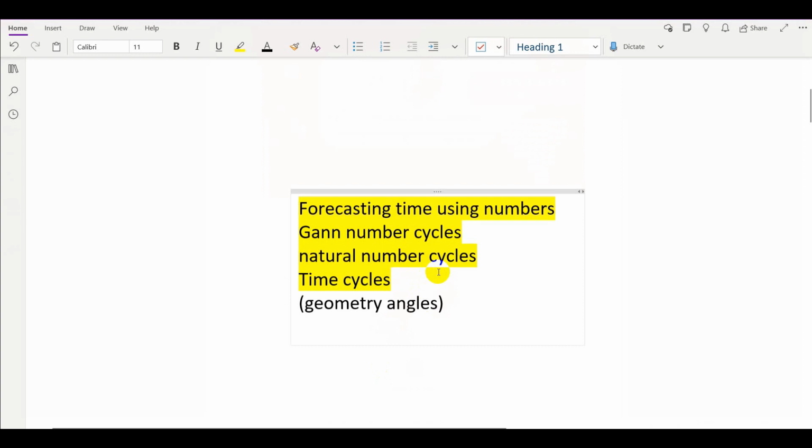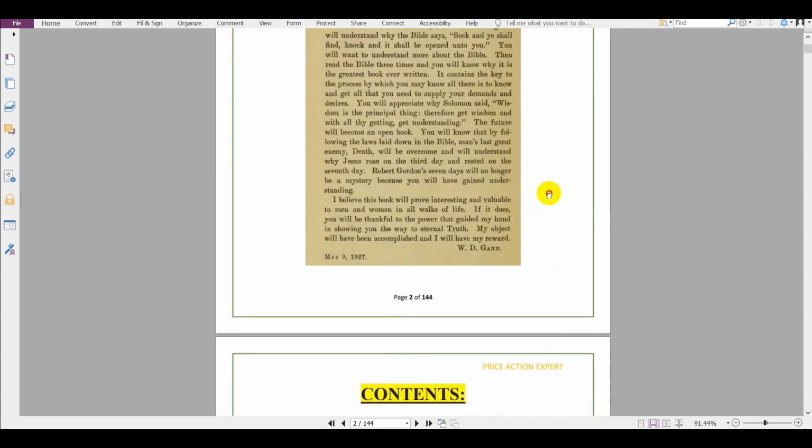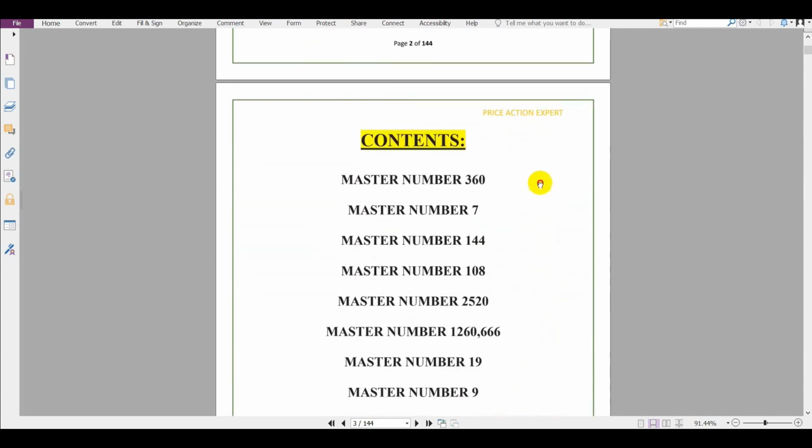Forecasting time cycles using numbers: Gann number cycles, natural number cycles, time cycles, even the geometry angles. It works on numerology. The numbers are the key here. It's all the same; you can simply call it number cycles. So you can read the book many times, only then you will understand it. Try to focus on the numbers which I have given here.